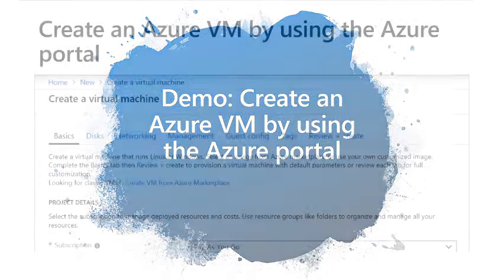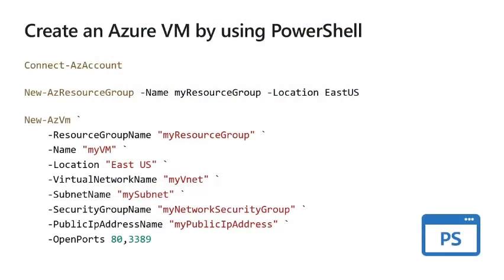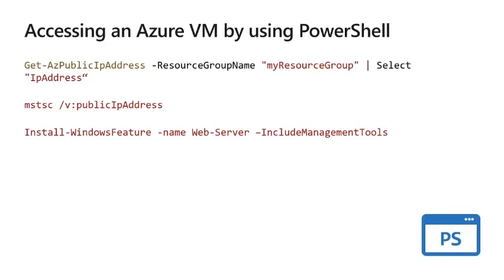So we created a virtual machine using the portal, and we created a virtual machine using PowerShell. Now we need to access our virtual machine using PowerShell. How can you do it? You just need to get the public IP address for your resource group, and it's just asking you to do that thing.